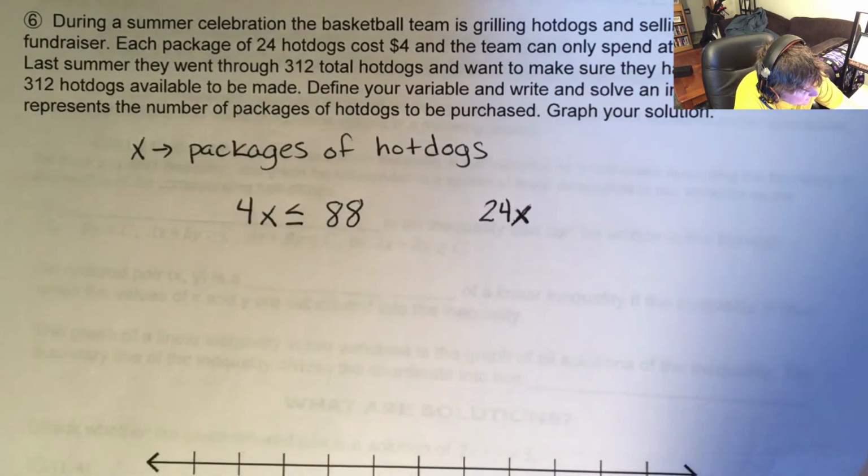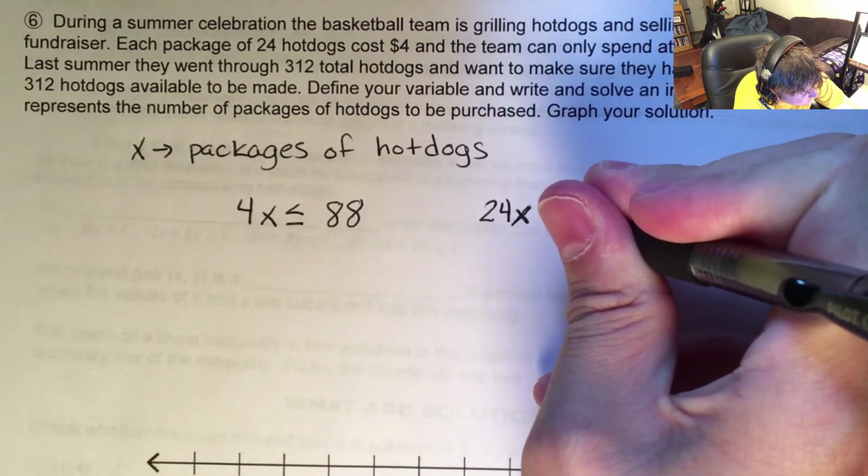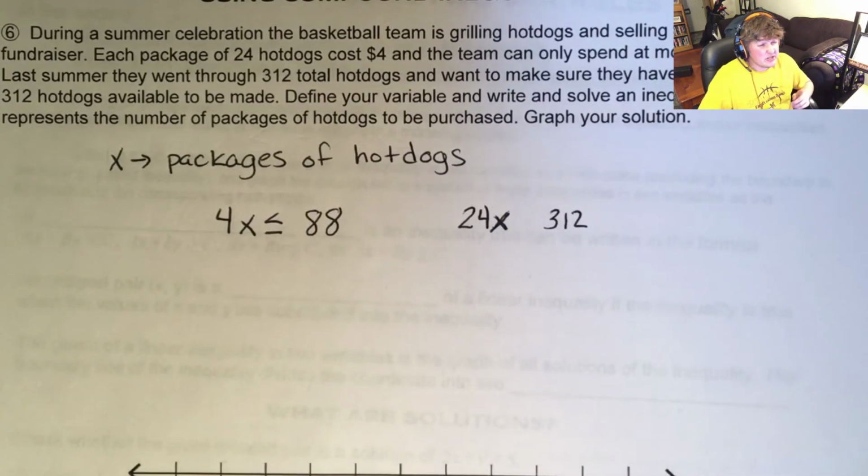And so then we know that we're looking to have a boundary of like 312. We want to have more than 312. So this is pretty important. So if I want to have more than 312, that means that, can I have 312?